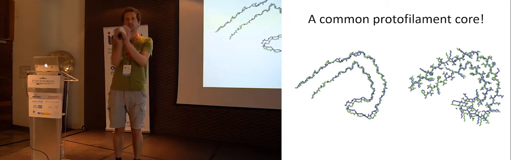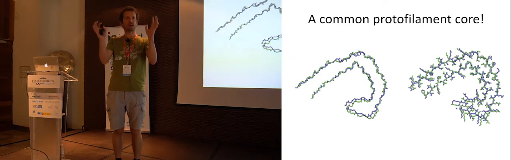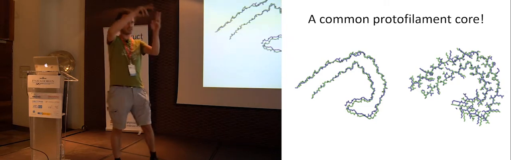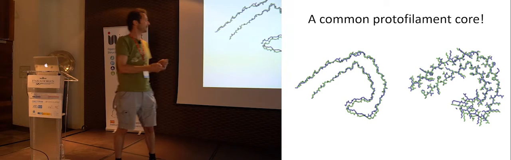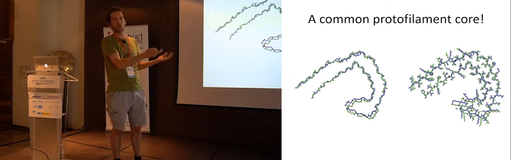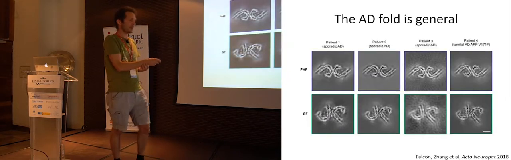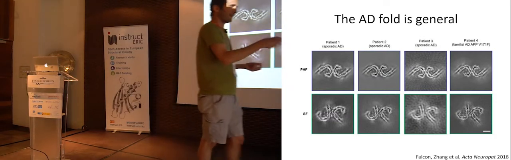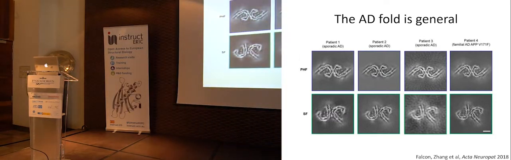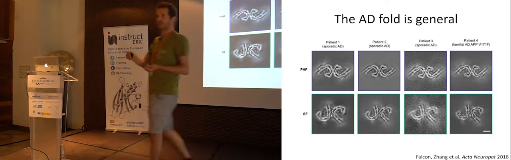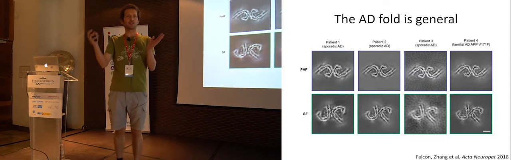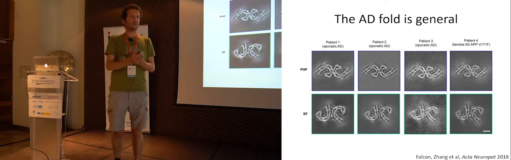But they do share what we call the AD fold, which is the C-shaped fold of the protofilament, so one half of the structure of the filament. Now, that's fine, but then you can say, oh, that's one lady who died of AD. Would the next person who dies of AD have the same type of filament, or is this something that changes?